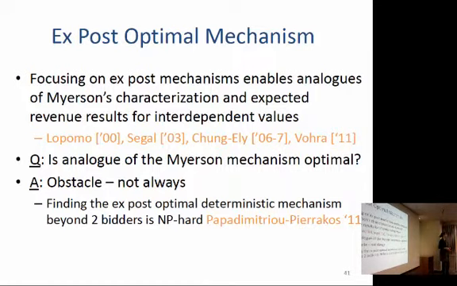And we know in advance it's not going to always be optimal, and here we have a computational consideration. So from work of Papadimitriou and Pierrakos, we know that the problem of finding an ex post optimal deterministic mechanism, and Myerson is deterministic, is NP-hard. If you look at even 3 bidders, 4 bidders, anything beyond 2 bidders, it becomes a hard problem. So we're not going to expect the deterministic Myerson mechanism to be the answer always because we have hardness.